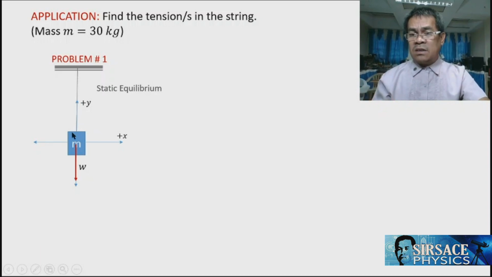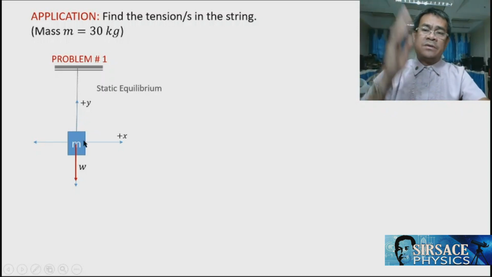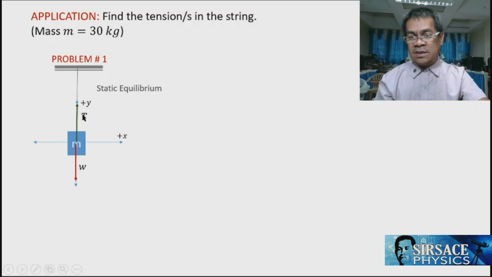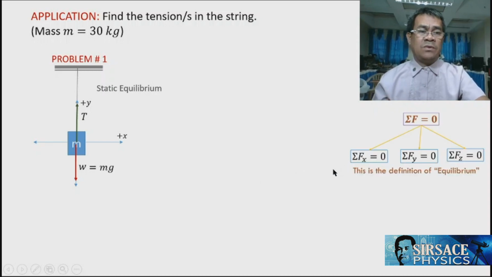Since the object is connected to the string, and the string reacted upward, there must be a tension on that string, called T. So T corresponds to tension, and this is the weight. There are only two forces acting on this object, the weight downward and the tension upward. Weight is mass times gravity. Then applying the first law of Newton, summing up all forces should be 0.